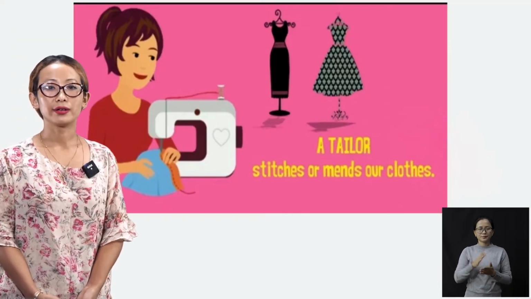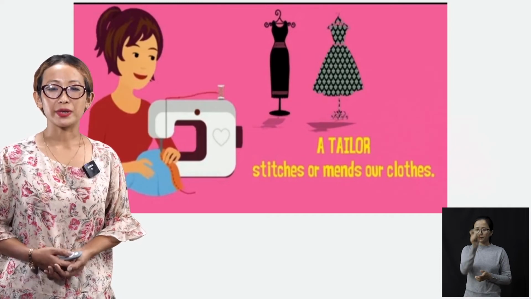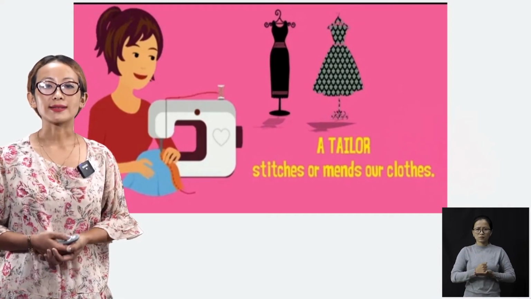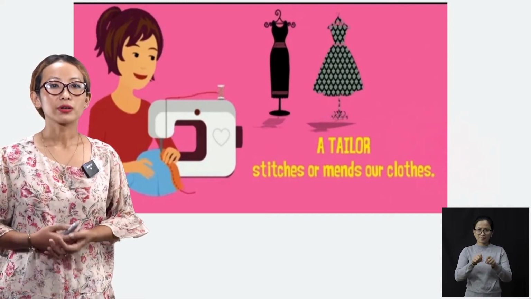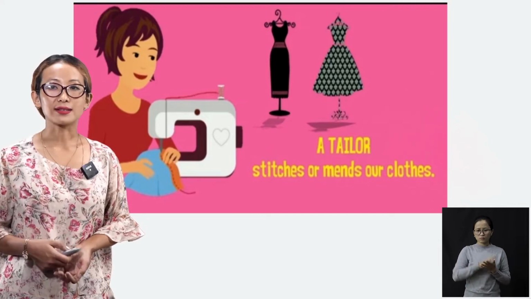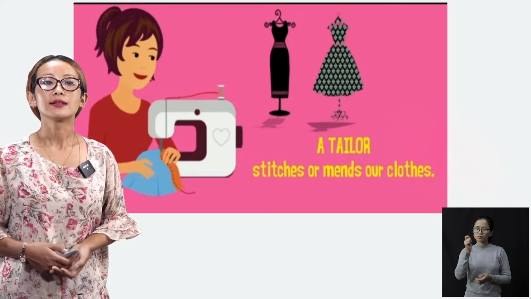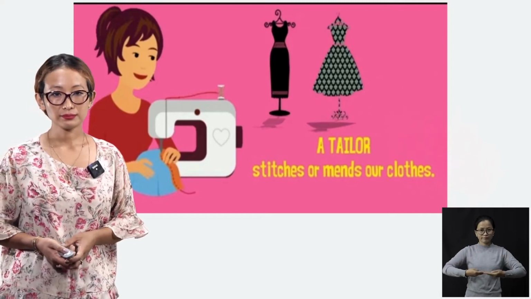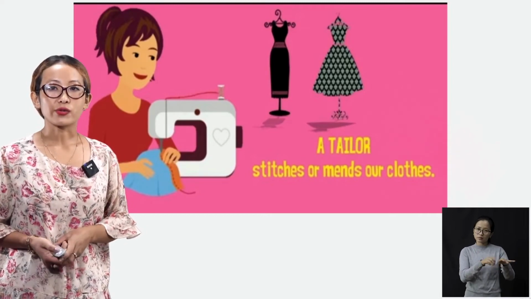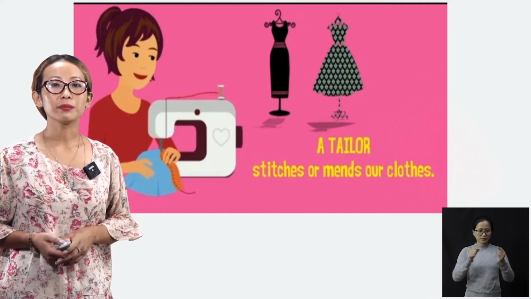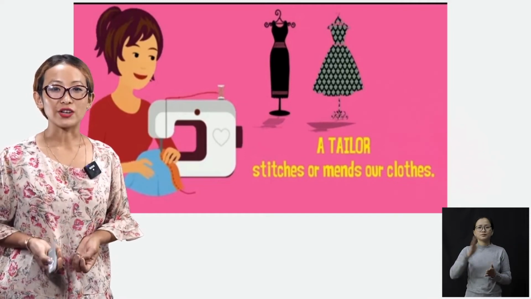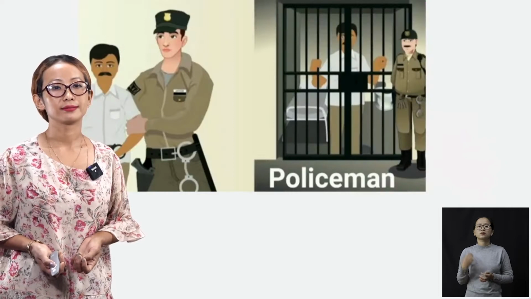Next is a tailor. A tailor is a person who helps us by mending our old clothes and stitching new clothes for us. A tailor works in a tailor shop. The tailor uses a thread, a needle, and a sewing machine for stitching our new clothes.